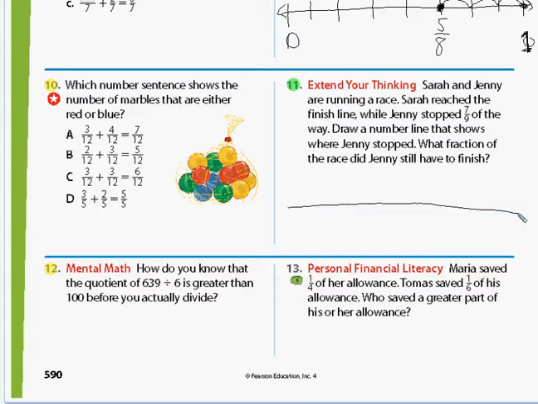Since we're starting off with an odd number, I'm just going to go ahead and try to make some even spaces. I'll put my 0 right here. And I'll try to make my spaces even, and I'll stop at 9, and that'll be the whole race. So that's 1/9, 2/9, 3/9, 4/9, 5/9, 6/9, 7/9, 8/9, and 9/9, which is 1 whole.